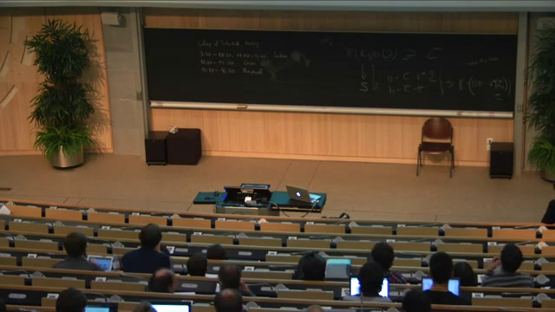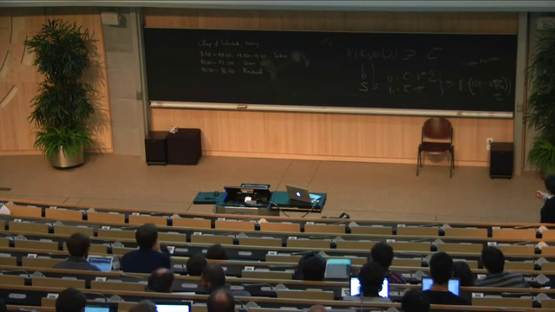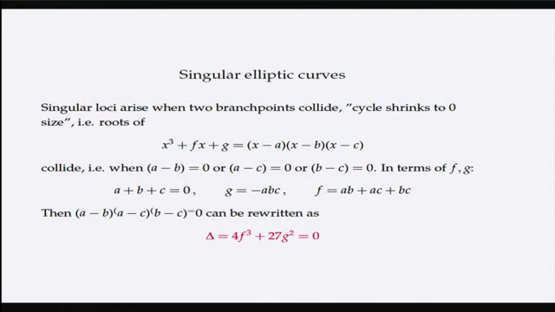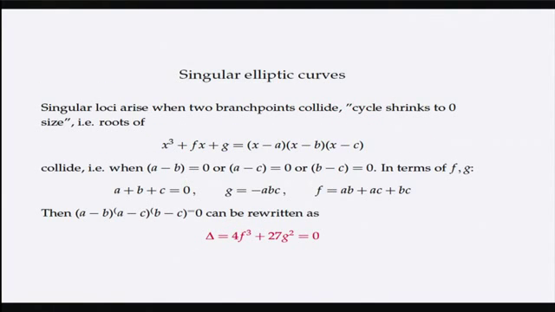Okay. So how do we detect when these elliptic curves are actually singular? That happens when 2 of these branch points collide. So for example, when lambda 1 approaches 1, one of these cycles shrinks. So in terms of this cubic equation, we can just write it in factored form. These are the zeros, right? That happens whenever A is B or A is C or B is C. Now, if we rewrite that in terms of F and G that appear in the Weierstrass form, we can just expand this out. A plus B plus C is 0, and G is A times B times C, and so on. And then the condition that one of these terms vanishes.